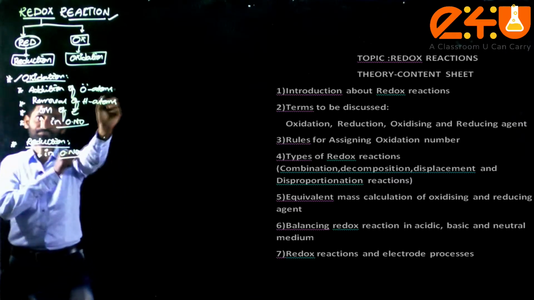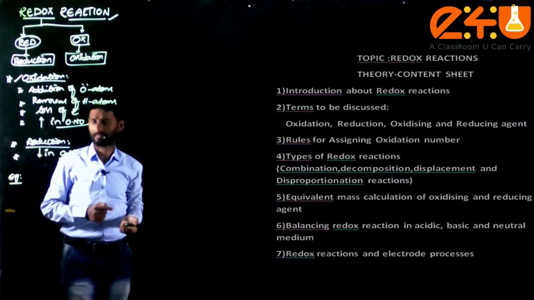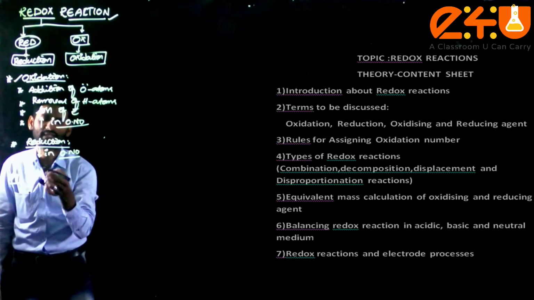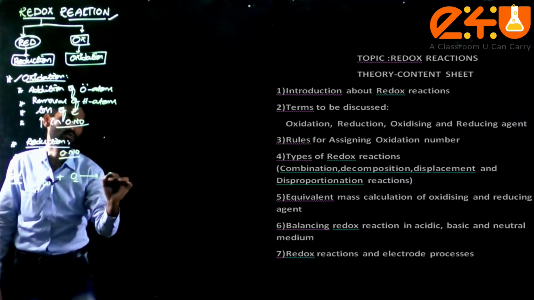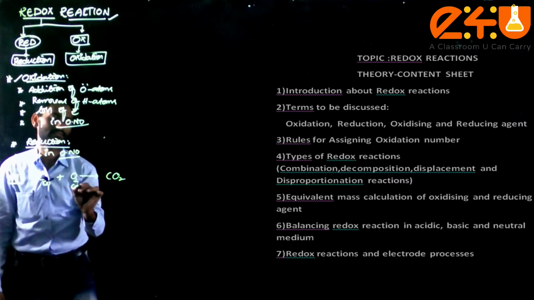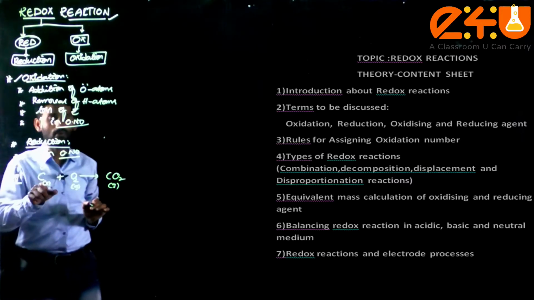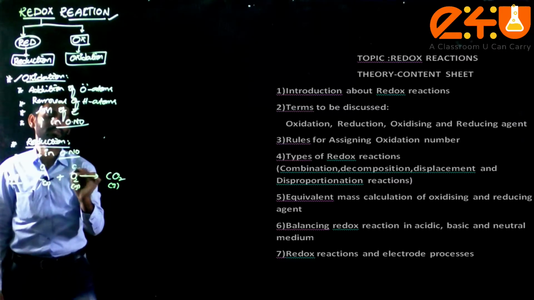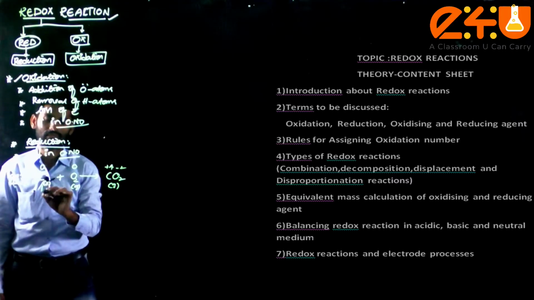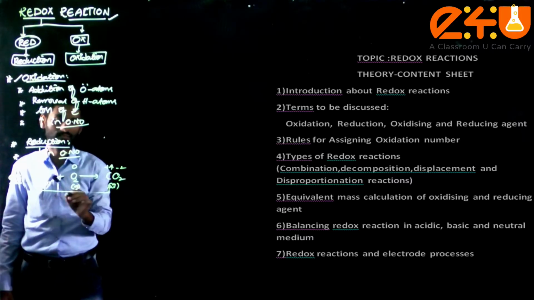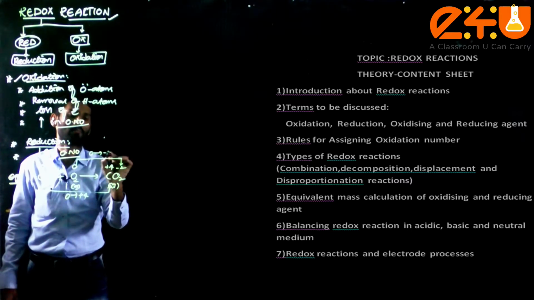Next, okay sir, can you explain with one example? Yes, we can take one example. Take the general reaction when carbon, a solid, reacts with oxygen to form carbon dioxide, a gas. The oxidation state of carbon is 0 in its elementary form, and in carbon dioxide carbon is plus 4 and each oxygen is minus 2. Carbon goes from 0 to plus 4, and oxygen from 0 to minus 2.